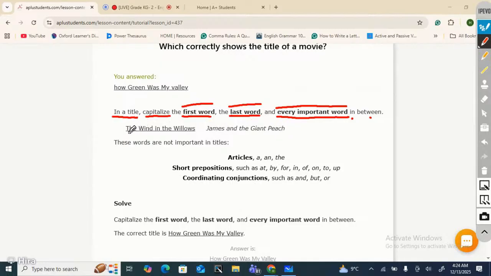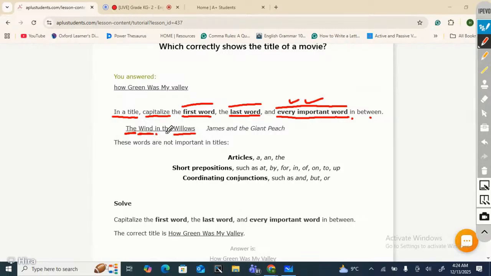Now look at the first word of this title, The. It's capital. The first word must be capital. Willows, the last word: capitalize the last word. And every important word in between. In between, the important word is Wind. Capitalize this one as well.